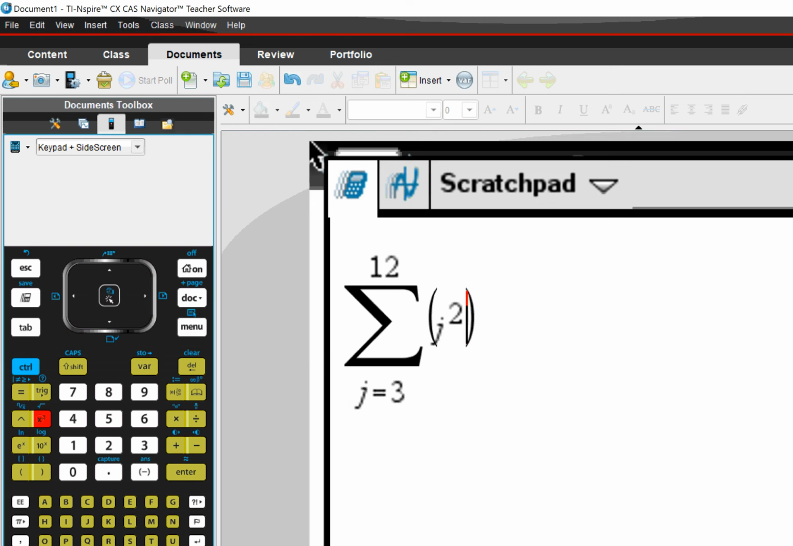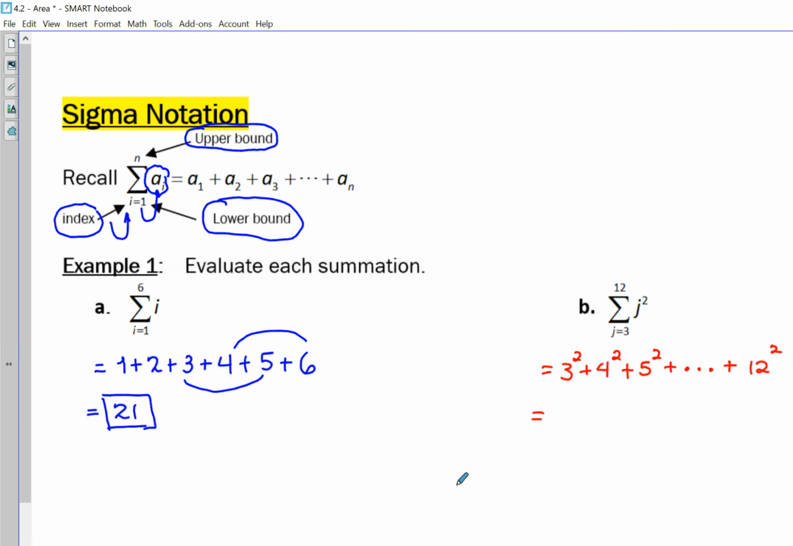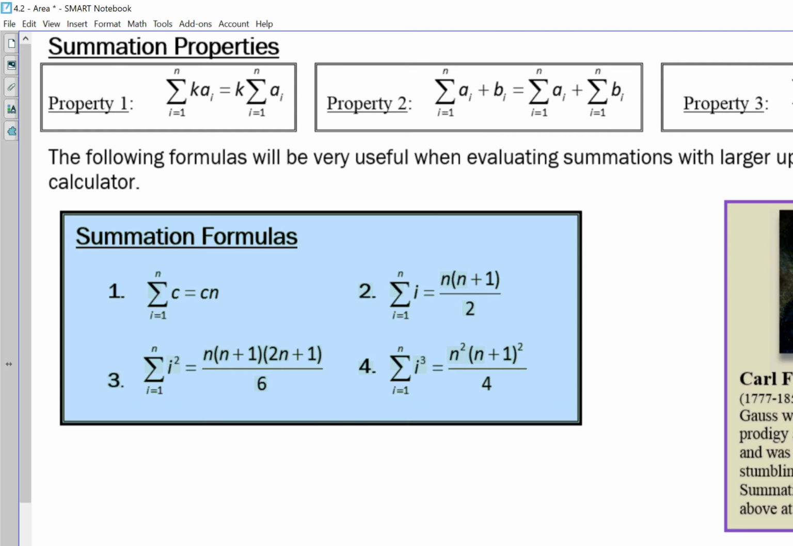Now, that might seem sort of like cheating, but there is going to be a little bit better approach to handle a problem like j squared, where you have so many values that you're going to have to plug in. And that sort of brings us to our very important summation formulas.